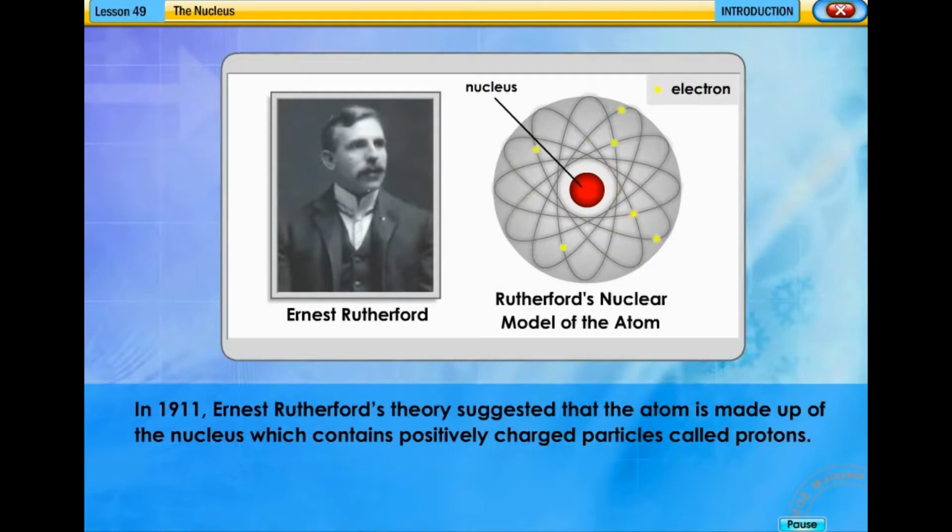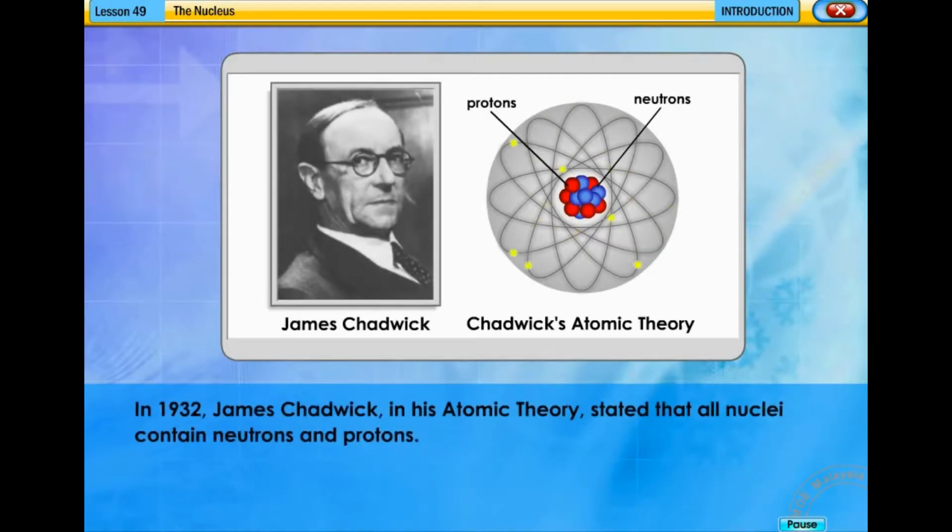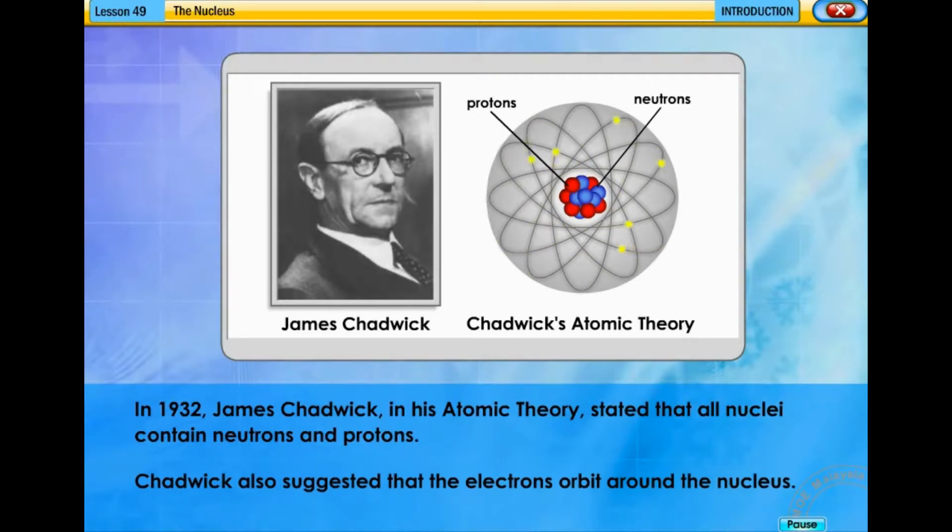In 1911, Ernest Rutherford's theory suggested that the atom is made up of the nucleus, which contains positively charged particles called protons. The electrons, which are negatively charged, orbit the nucleus. In 1932, James Chadwick, in his atomic theory, stated that all nuclei contain neutrons and protons. Chadwick also suggested that the electrons orbit around the nucleus.